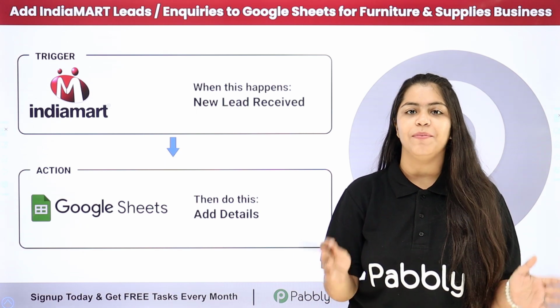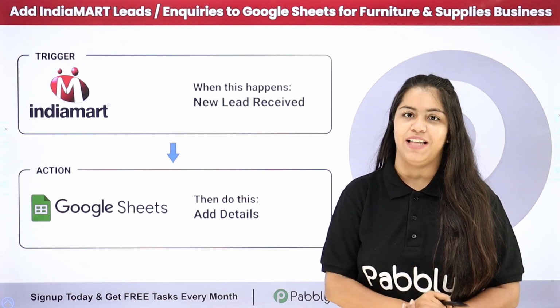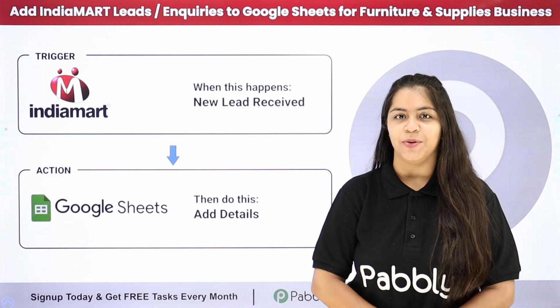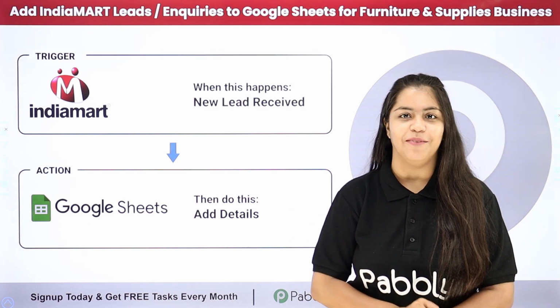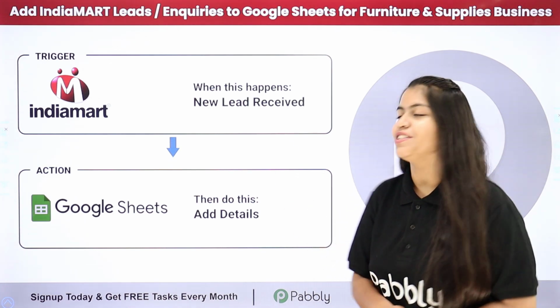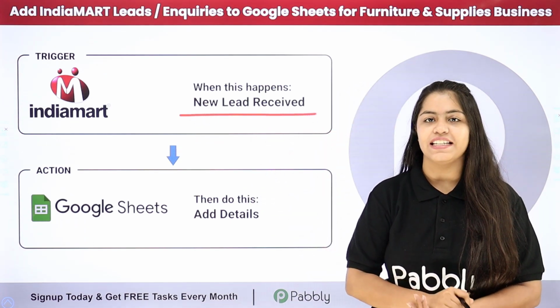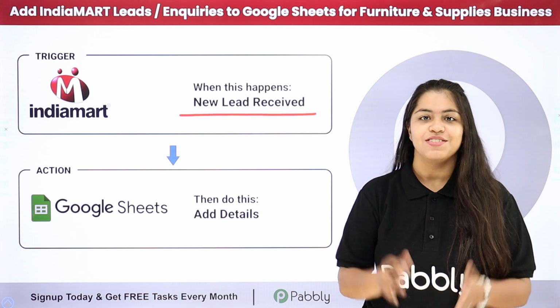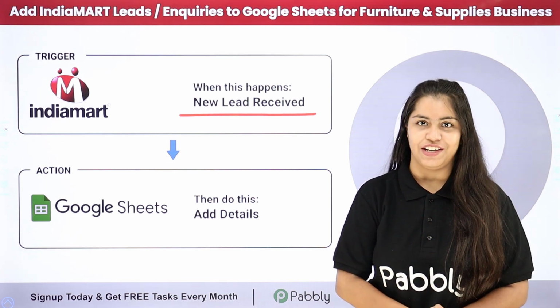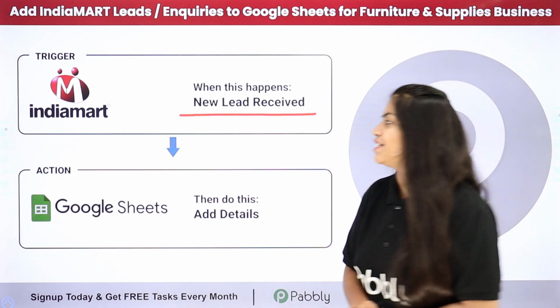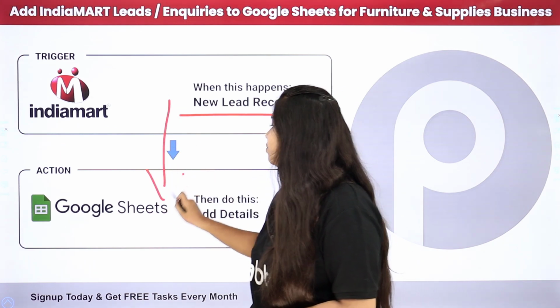So over here I'm running a business related to furniture and supplies, and we use IndiaMART to get more leads for our business and also to sell our products online. So now what I want is that as soon as a new lead is received through my IndiaMART account, I want to add that lead details into my Google Sheets so that we can follow up quickly and efficiently. So to do this, we are going to create a connection between IndiaMART and Google Sheets.